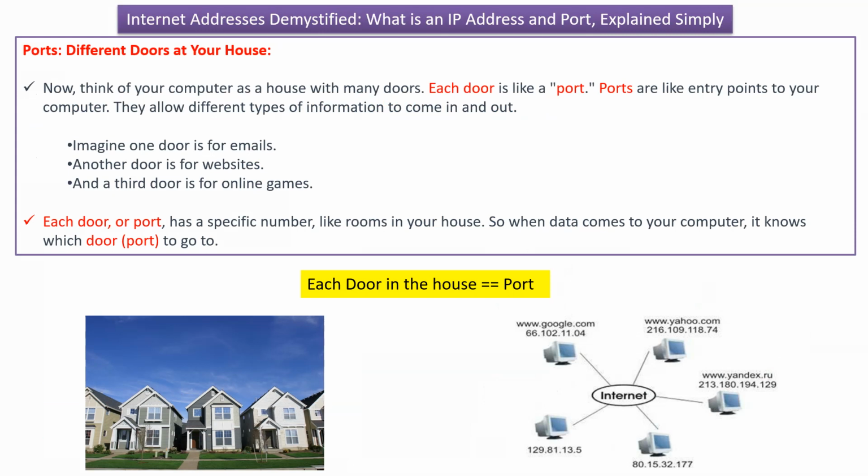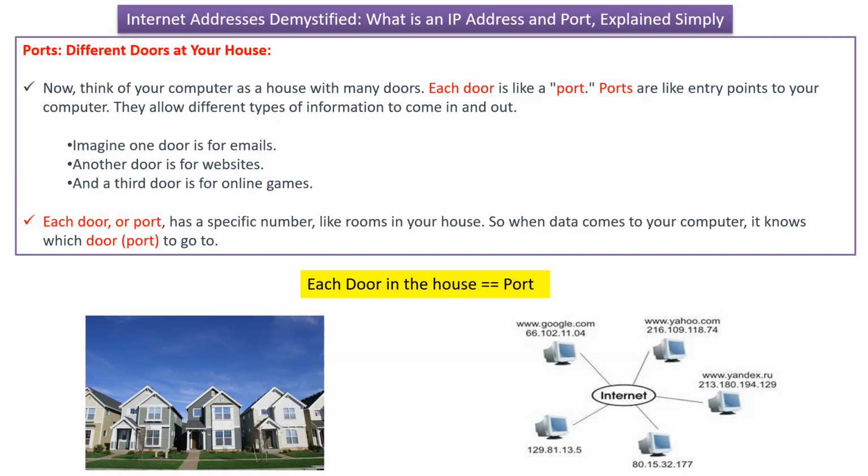Now we will see ports. Each door in the house is equivalent to a port. Now think of your computer as a house with many doors. Each door is like a port. Ports are like entry points to your computer. They allow different types of information to come in and out. Imagine one door is for emails, another door is for websites, and a third door is for online games. Each door or port has a specific number, like rooms in your house.